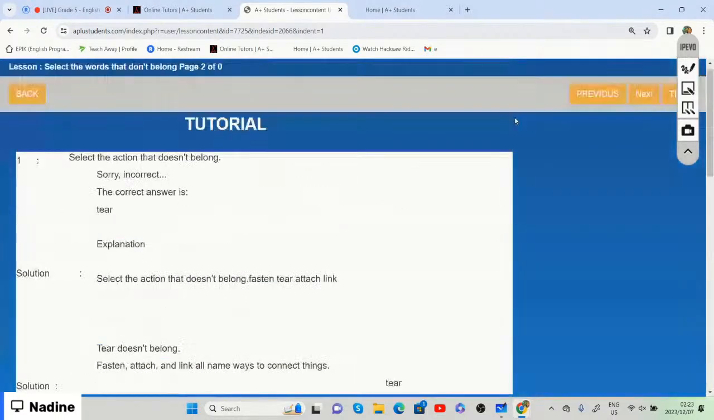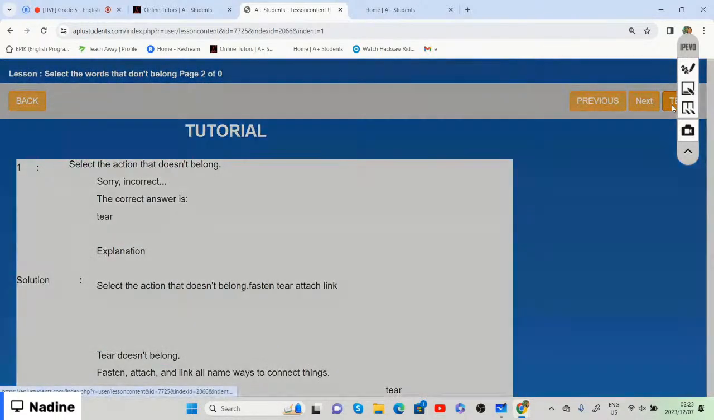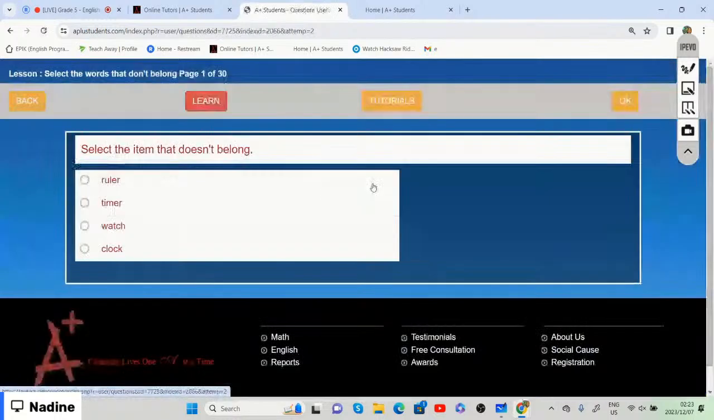All right, let's go to our test. So now we're going to our test, right? We need to select the item that does not belong. If you look at the specific words, we need to select a word that does not belong with these related, closely knit other words. Okay, so we have a ruler.